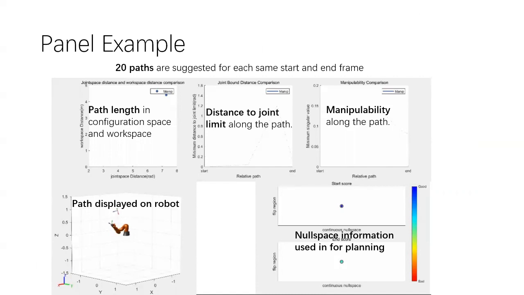The path in between, generated by the RRT, is then evaluated by path length, distance to joint limit, and manipulability. The path is also displayed in real time on the bottom left corner. Nullspace information used for planning is also visualized on the bottom right.